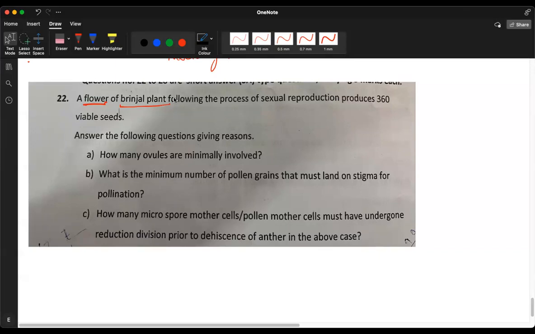And what happens in brinjal? How many seeds do you see in one brinjal? Multiple seeds, right? Brinjal plant has multiple seeds, yes or no? Yes, sir.